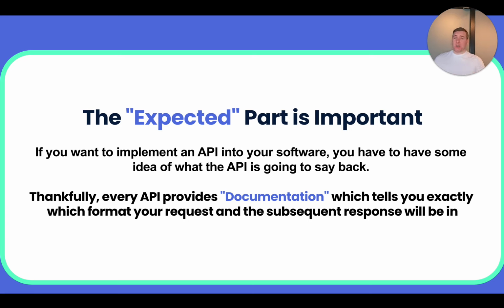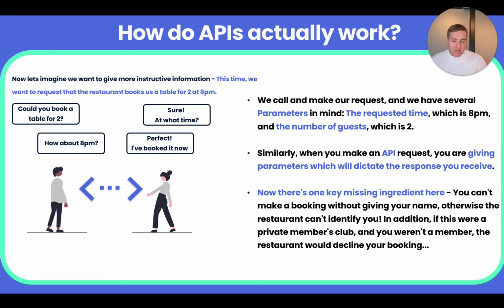The good news is you don't have to work this out for yourself. Every single API has what we call documentation, and that documentation explains exactly what format your request needs to be in. So how do you ask for the information, and then how you're going to receive that information back, what the response is going to be. So keep that in mind, but let's go into a little bit more detail and try something that's slightly more complicated.